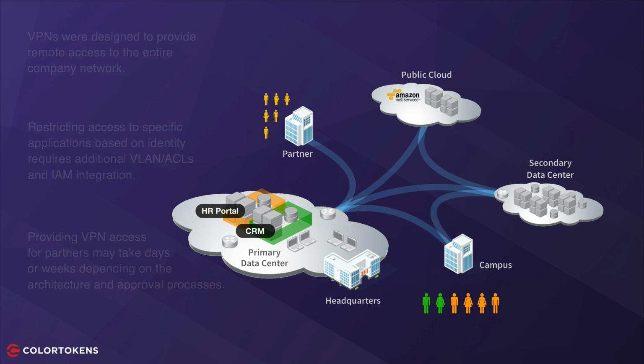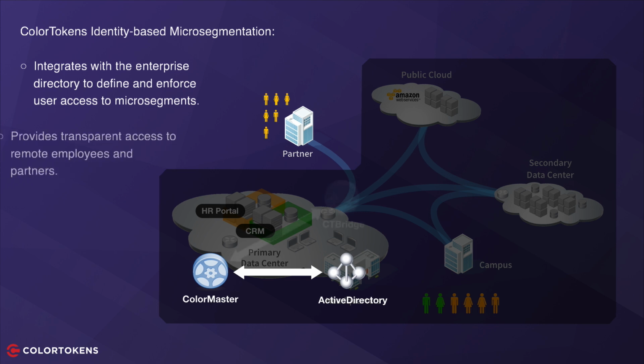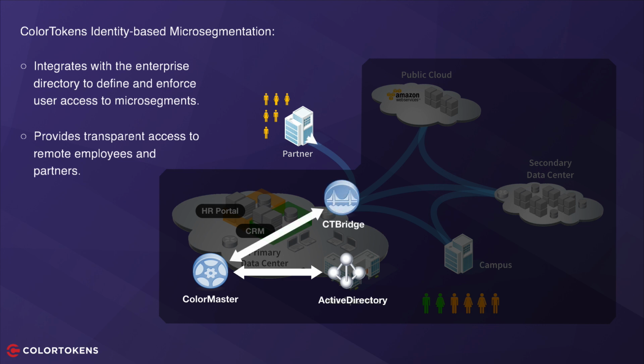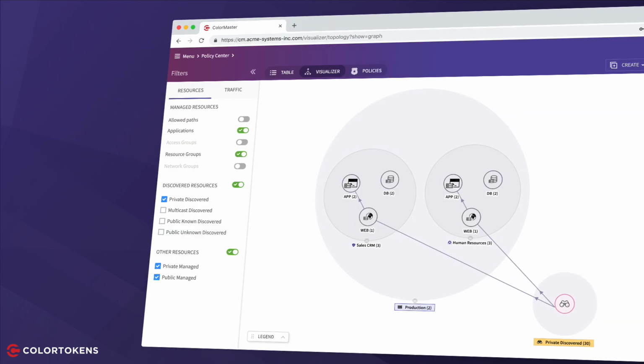and efficiency. ColorTokens integrates with your existing identity management system to easily define and enforce user access to microsegmented applications. It also enables remote employees and partners to access authorized applications transparently without the use of a VPN. So let's look at how easy it is to authorize users to access an application.